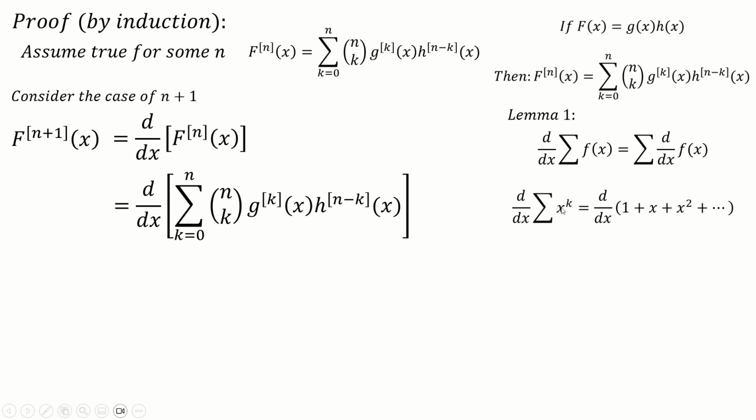So when k is 0, you just get x to 0, which is 1, then k is 1, then k is 2, and so on. And now if you derive all of this stuff, because you've done the sum first and then you derive, you just get 0 plus 1 plus 2x plus 3x squared plus so on.